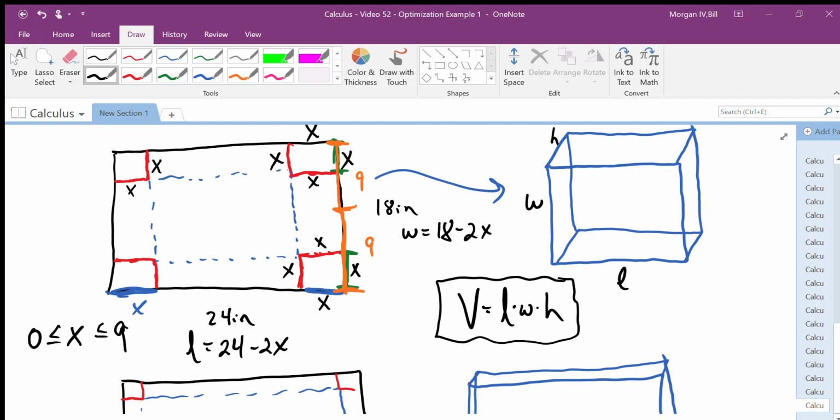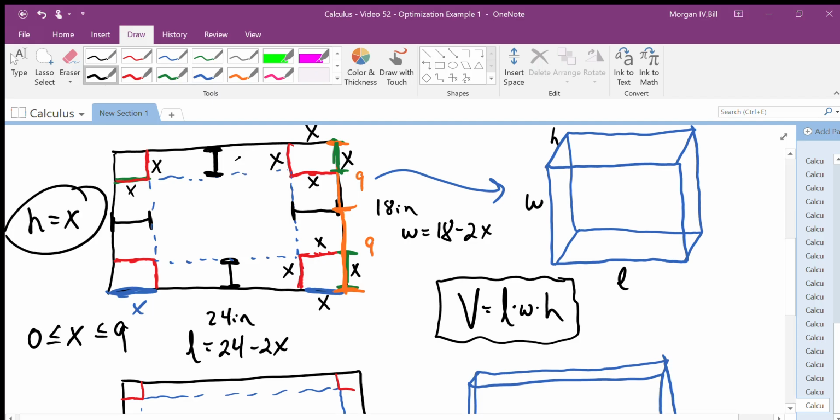Okay, how about the height? The height is, we're going to take each flap here and fold it up. So I have this flap here, and the flap here, and the flap down here, and the flap over here on the side. We're going to take each flap and fold it up, and that becomes the height. But if you look, that is just a distance of x, right here. That's just a distance of x. So the height is however much is folded up. We get a height equal to x.